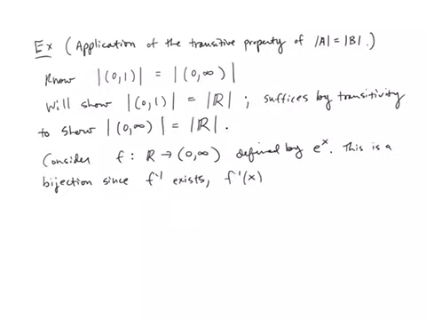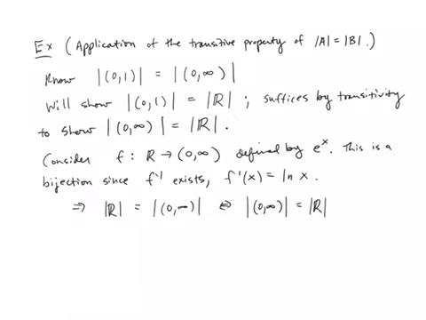F inverse of x is just the natural logarithm function, which is, of course, defined for all the positive reals. So therefore, the cardinality of R is equal to the cardinality of 0 to infinity. And I guess we're going to use the symmetric property too. So the cardinality of 0 to infinity is equal to the cardinality of R, right?